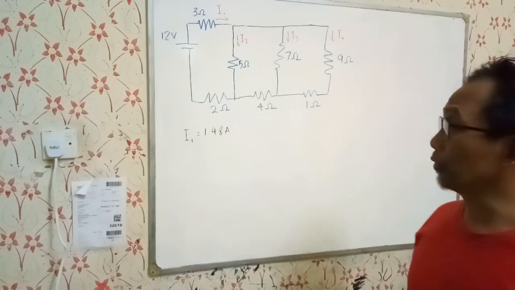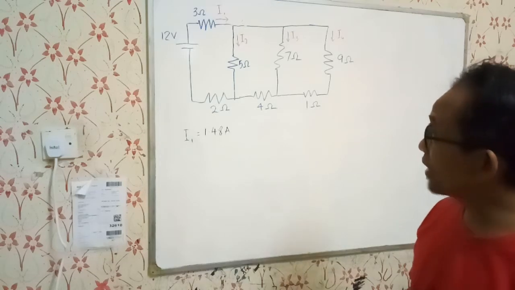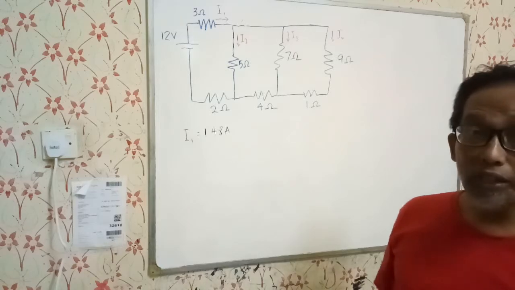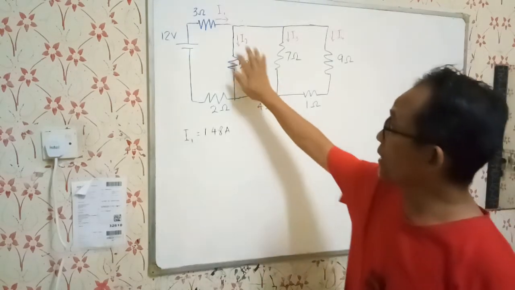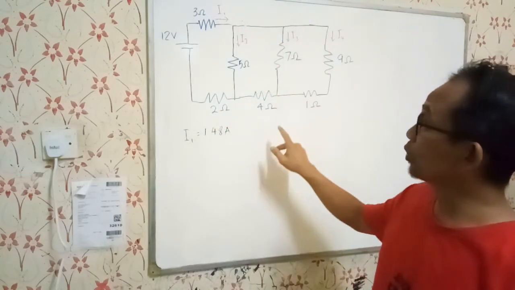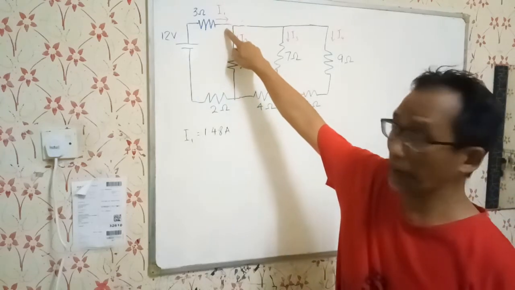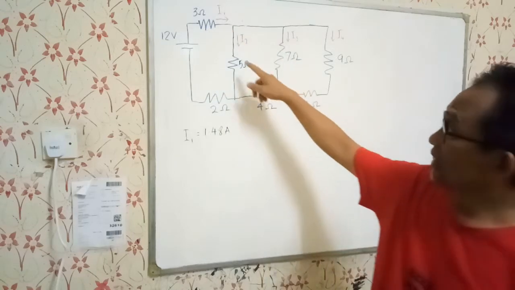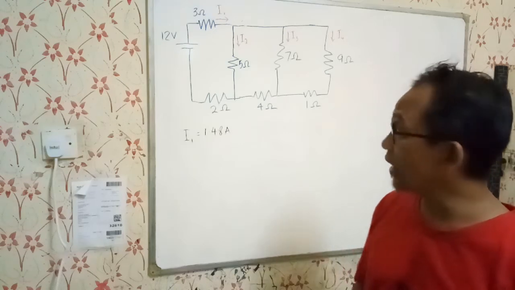We want to continue on this problem, and we have done part of the problem. We have calculated the equivalent resistance of this DC circuit, and we have replaced all the resistors here with one equivalent resistance so that we can calculate the value of I1. The current that leaves the battery is I1, and we have calculated that to be equal to 1.48 ampere.